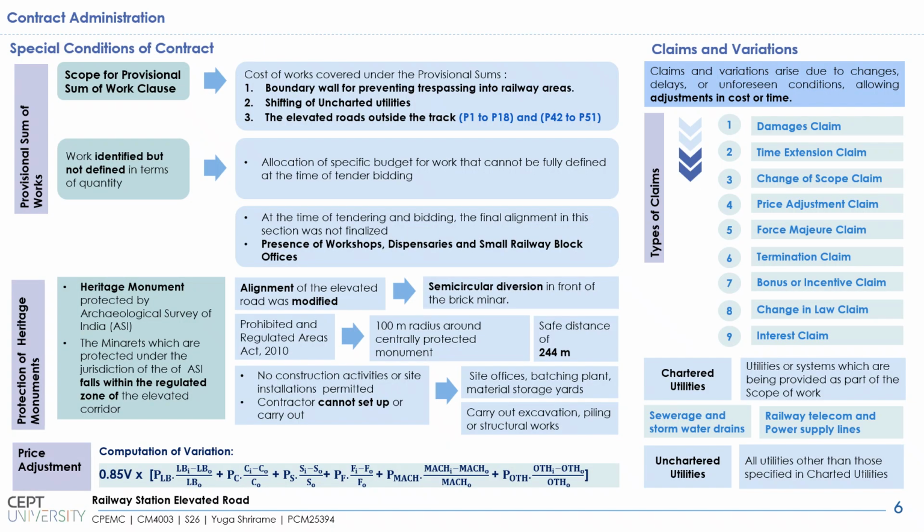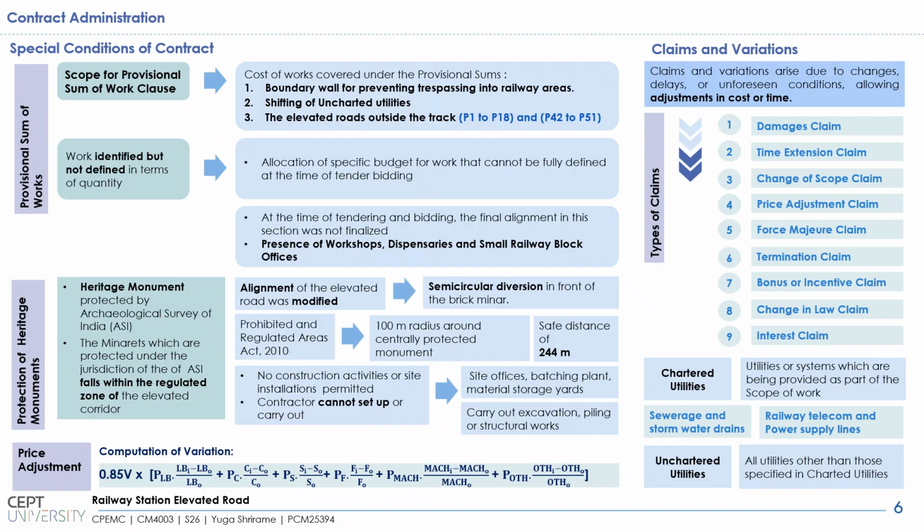Now talking about the special conditions of contract, under which provisional sum of works was one of the peculiar features of this contract. The provisional sum of works is applicable when the work is identified but not defined in terms of quantity. So under the provisional sum of works, a dedicated budget or quantity is allocated to take care of such works which could arise during the course of the project.